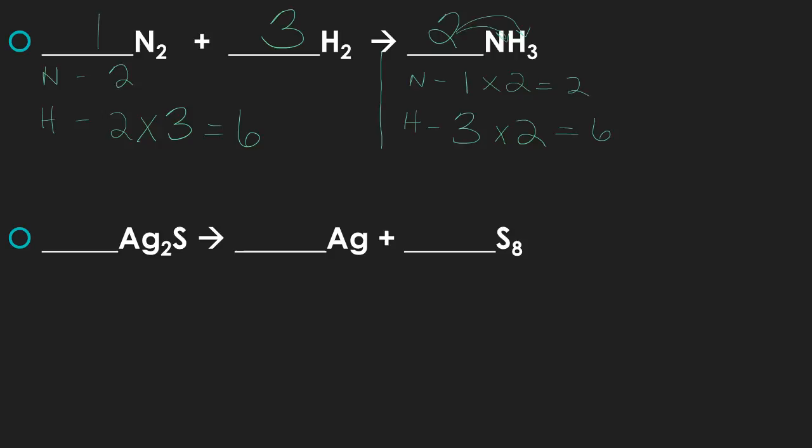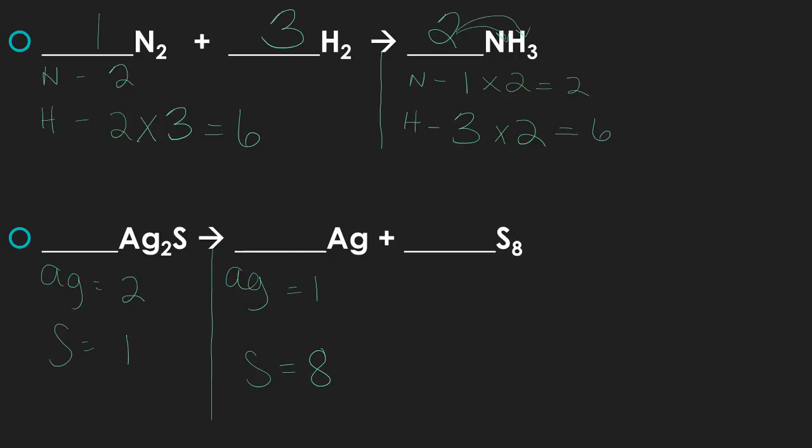All right, let's do another. So we have Ag2S yields Ag plus S8. So I do my atom count. I have 2 and 1, 1 and 8. If I look through, I know I'm going to be able to multiply 1 and get 2, and I can multiply 1 and get 8. So then I just start with whichever difference is bigger, or where the greatest jump in my atom count is. So 1 and 8 is a much bigger difference than 1 and 2.